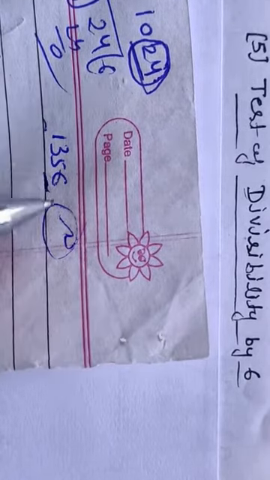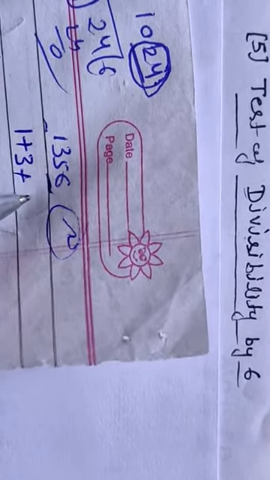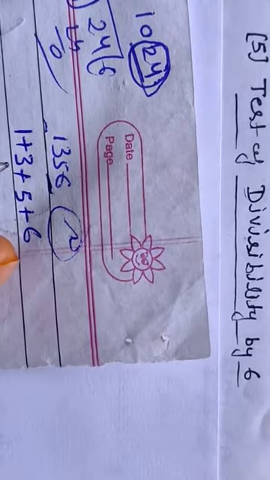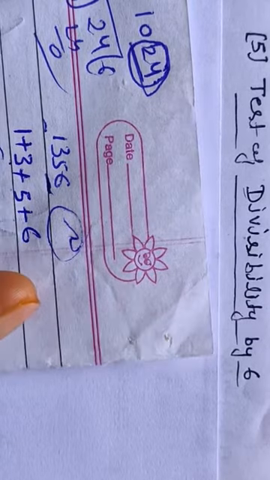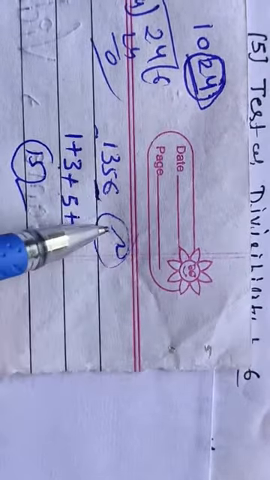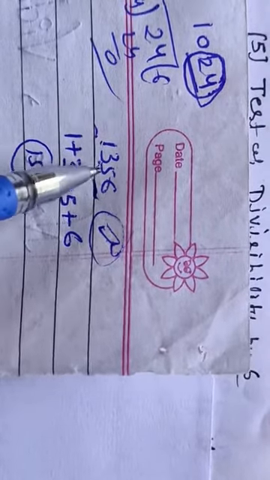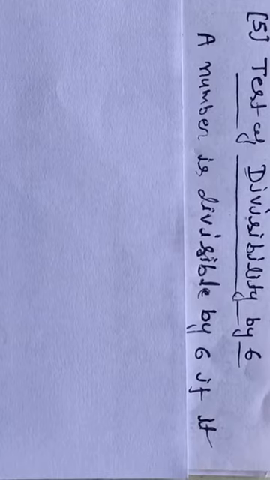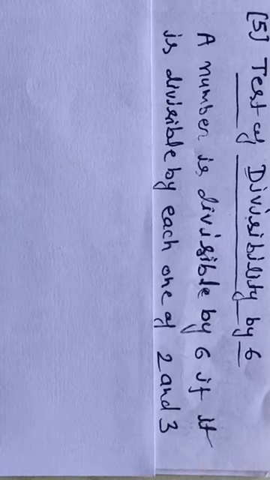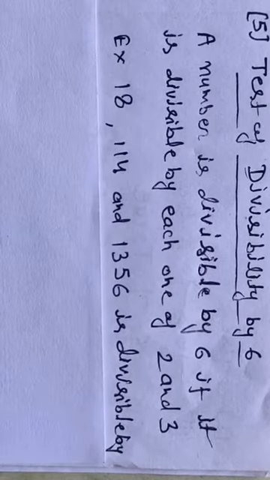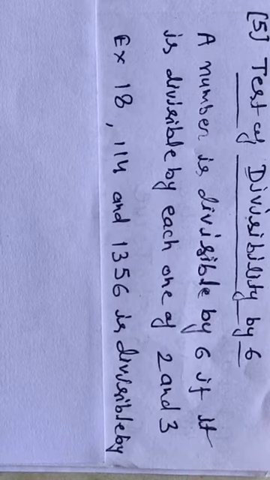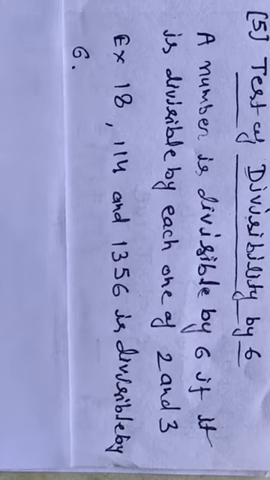First we will find the sum of all digits. That is 1 plus 3 plus 5 plus 6, which is 15. 15 is divisible by 3. So because this number is divisible by 2 as well as 3, 1356 is divisible by 6. So this is the test: a number is divisible by 6 if it is divisible by each of 2 as well as 3. For example, 18, 104, 14 and 1356.